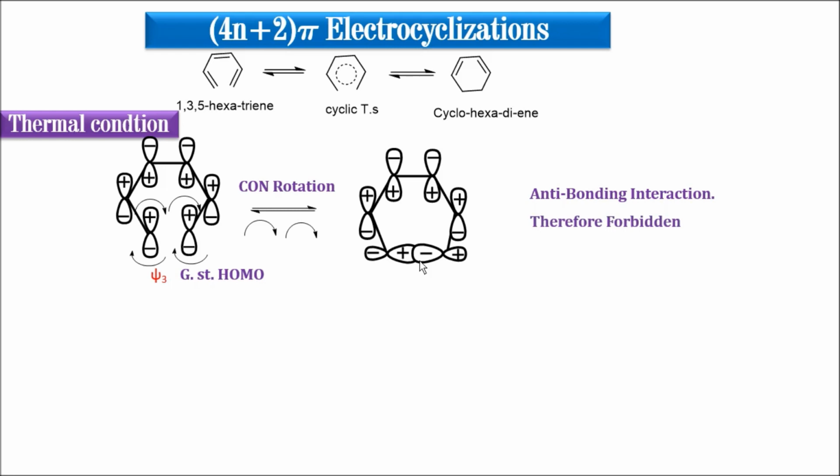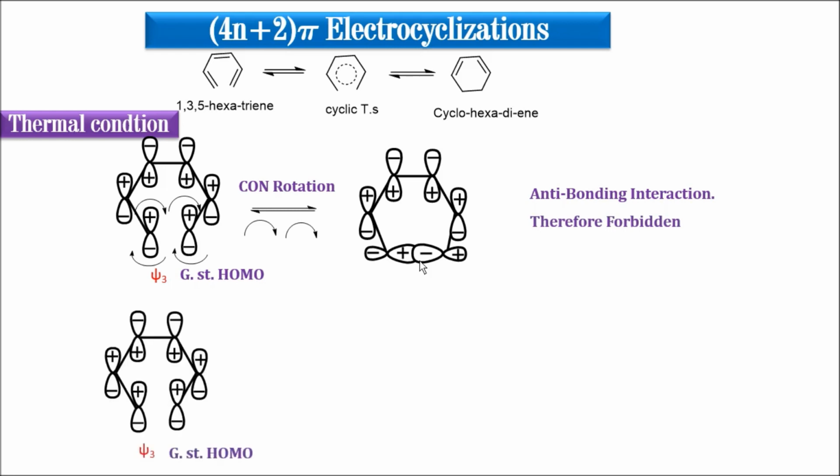Similarly, you take the molecular orbital, the HOMO, and this orbital is undergoing clockwise rotation, while this orbital is undergoing anti-clockwise rotation. You see the first one undergoing clockwise rotation and the second one undergoing anti-clockwise.